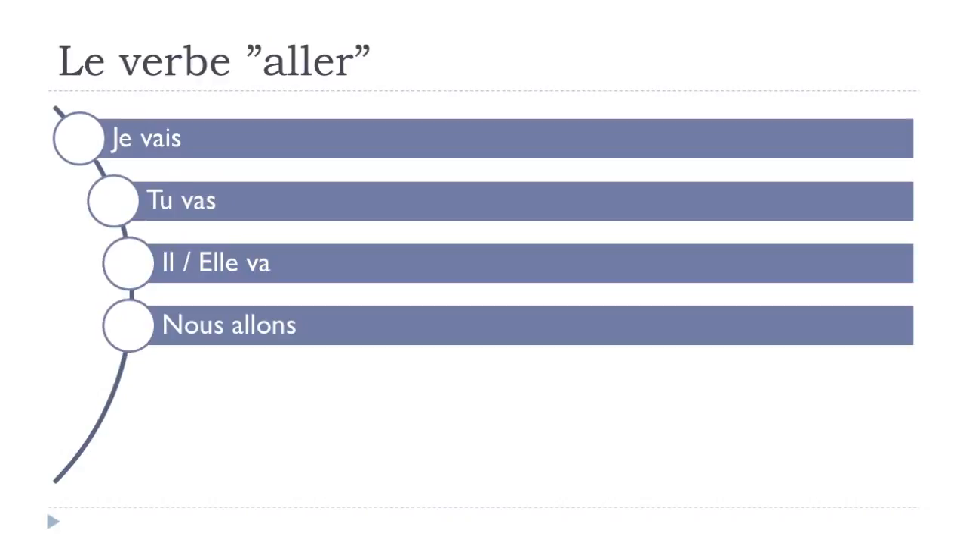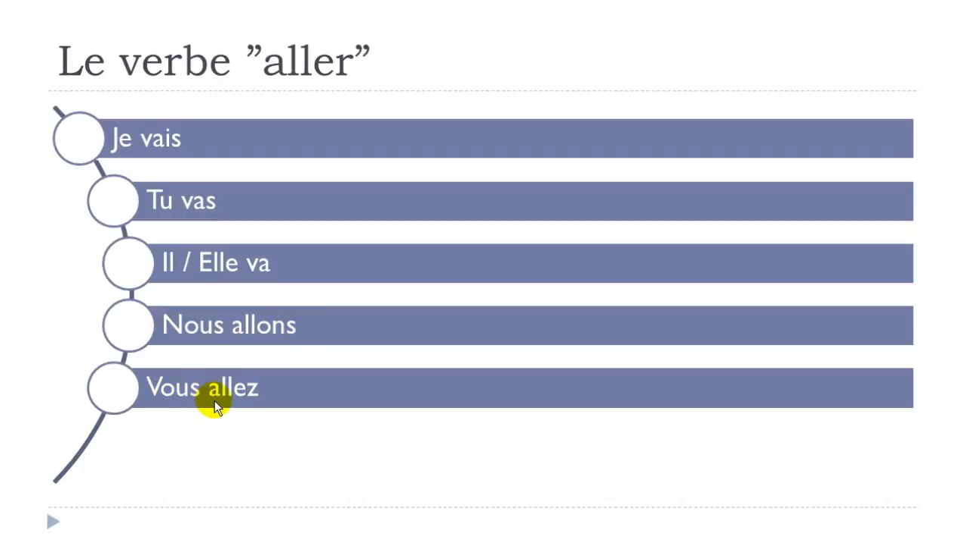Then nous, we, plural form, nous allons. Final s not pronounced, and if you are a purist, and I'm sure you are, you want to make this beautiful little liaison, this little link between the words, so you will have to pronounce this z sound. Listen to me: nous allons. That's it.